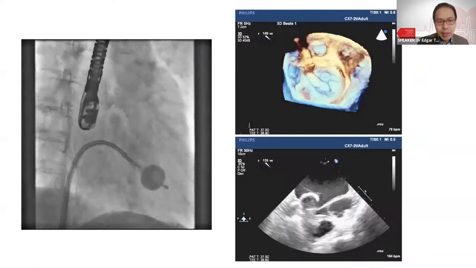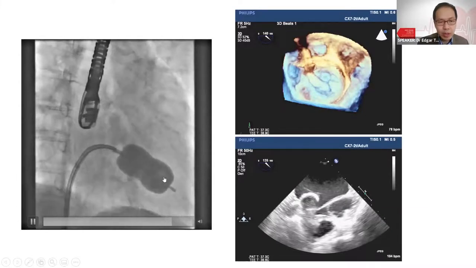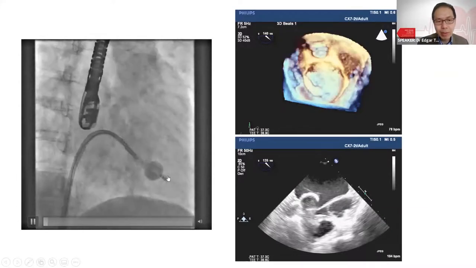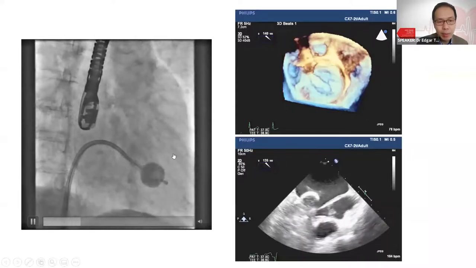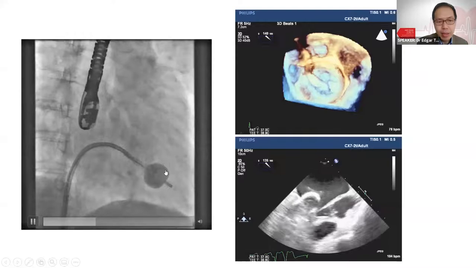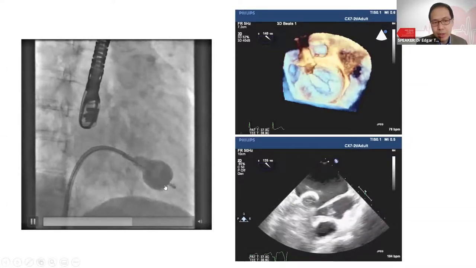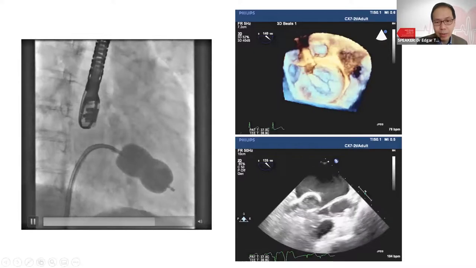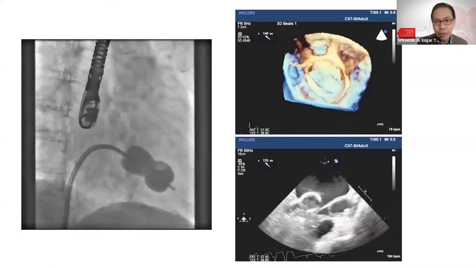So what do we do about these valves? We bring them to the lab and we use something called a balloon to perform stretching of the valve, or we call it balloon valvuloplasty. So this is an Inoue balloon that we would put into the left ventricle, and you see a tiny waist in this balloon, and that's where the restriction of the valve is. And with multiple inflations, we actually will stretch open this valve and improve blood flow.